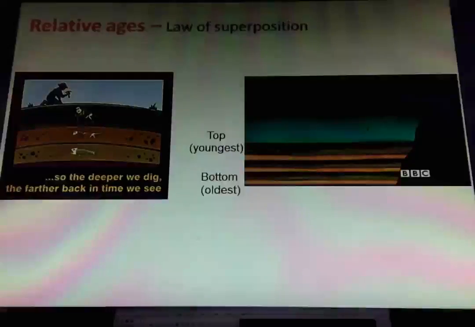Similar with sedimentary rock. Sediments are layered down at the bottom of oceans over millions of years. The oldest sediments are at the bottom, the youngest are at the top. They get compacted over time and become sedimentary rock. So the oldest is at the bottom. Girls, please. Thank you. The oldest is at the bottom, the youngest material at the top.